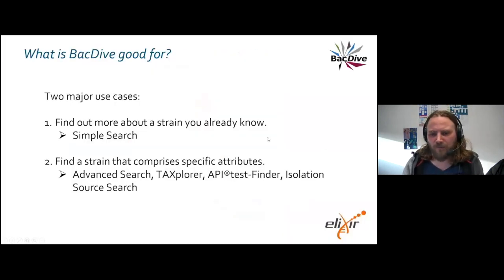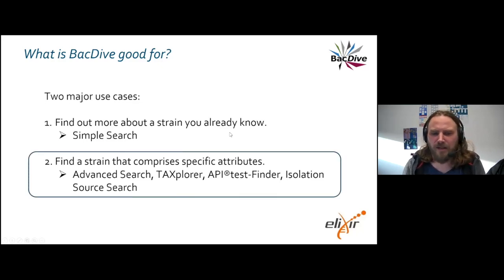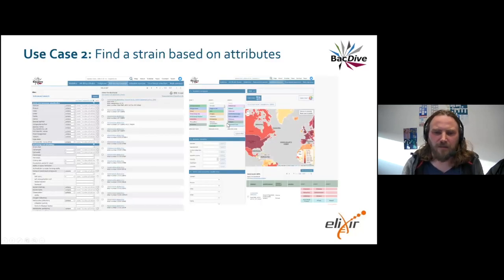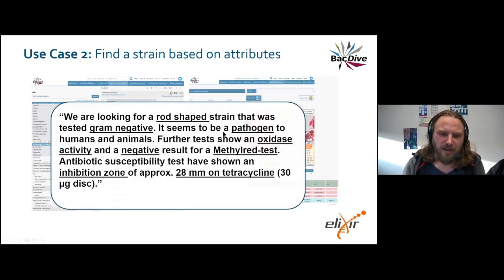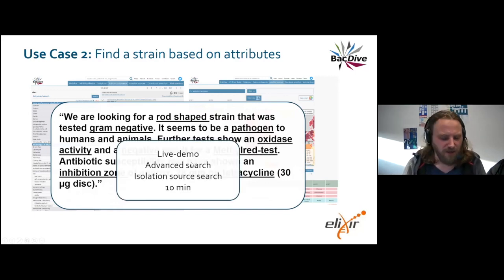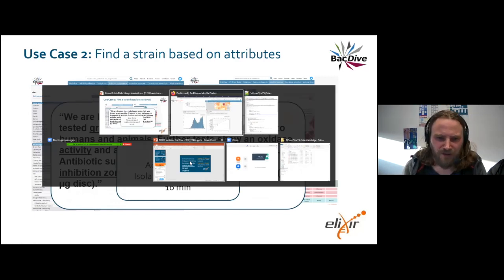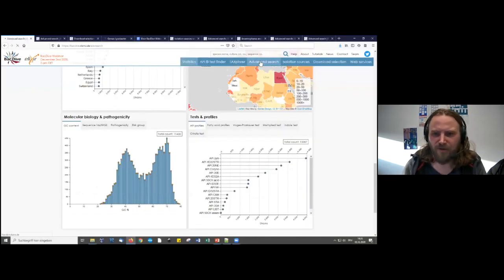And so with that said, you now have an impression of what kind of data is in BacDive, what a strain detail view looks like, and how to find the strain. And now I would like to come to the second part, how to find strains by attributes. So you can have a quite complex example like this with a lot of attributes, and you can find a strain in BacDive. That's what I will show you in the next 10 minutes or so. Give me a second.